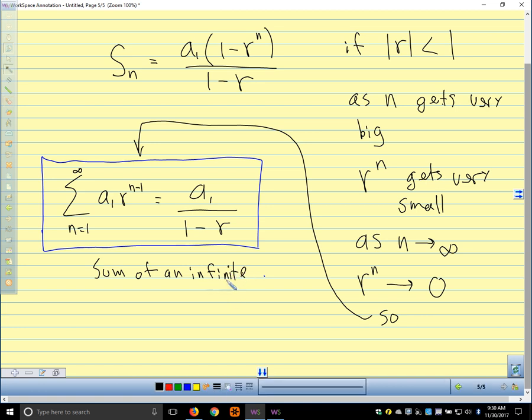Finite. Infinite. Okay. And this is if the absolute value of r is less than 1. So some fraction between 0 and 1. So even though we're adding up an infinite number of terms, because they keep getting smaller and smaller and smaller, we get a finite sum.